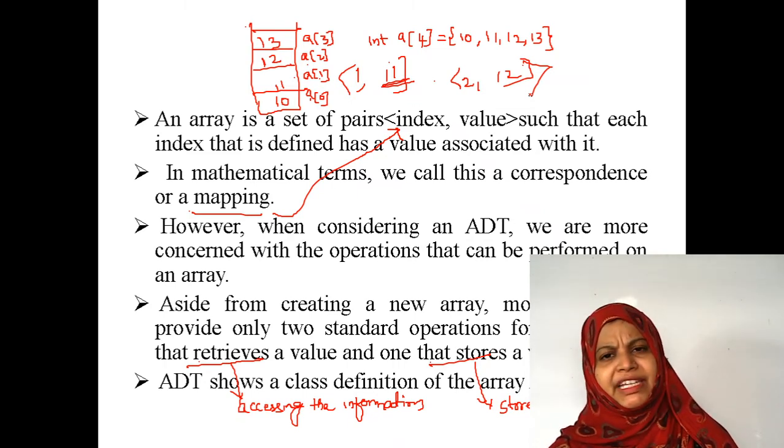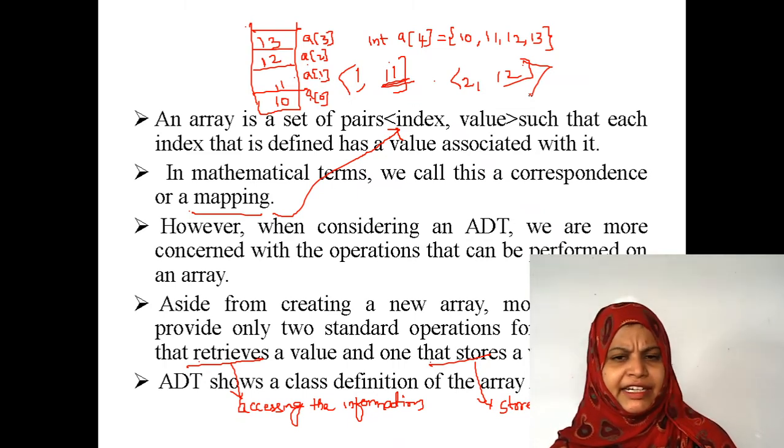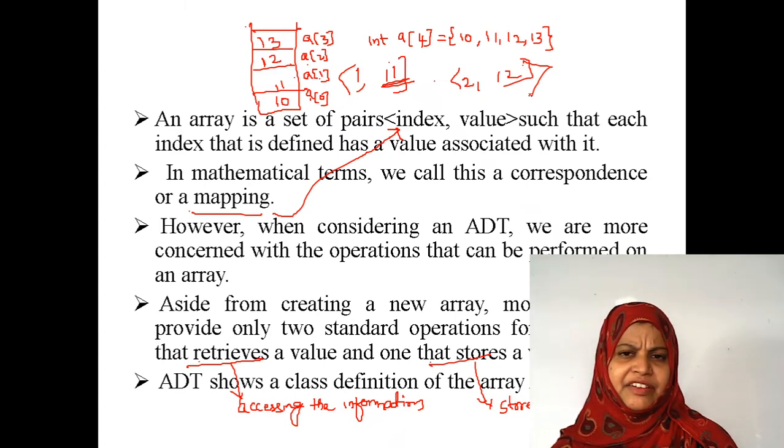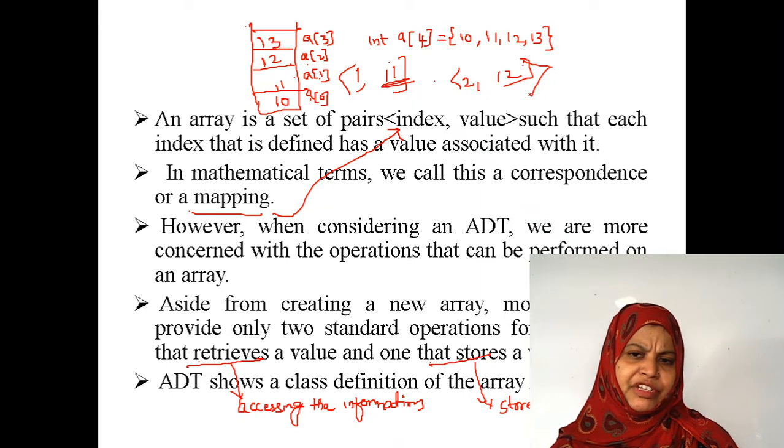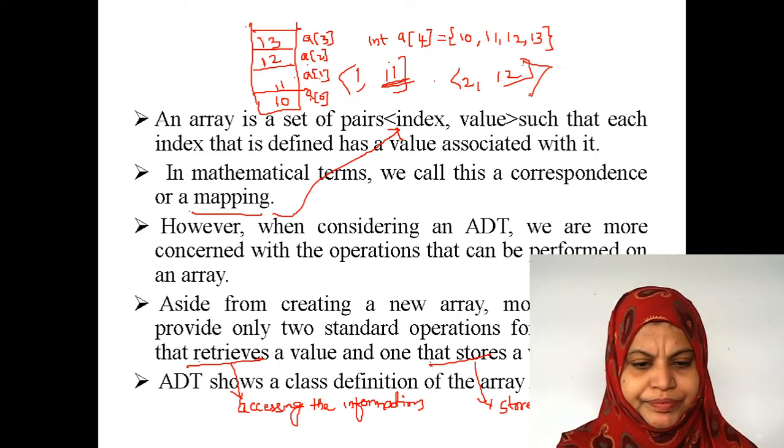Here we can perform various types of operations on the abstract data type: insertion, deletion, traversing, searching, sorting. All these operations we can perform on the ADT. But in this arrays concept, we are going to use only two operations. First one is retrieving the information, second one is storing the information in a particular memory location. We are going to use two standard operations while implementing the array as an ADT.